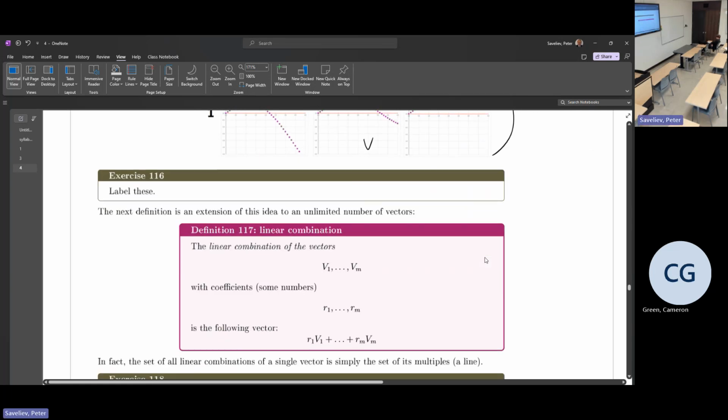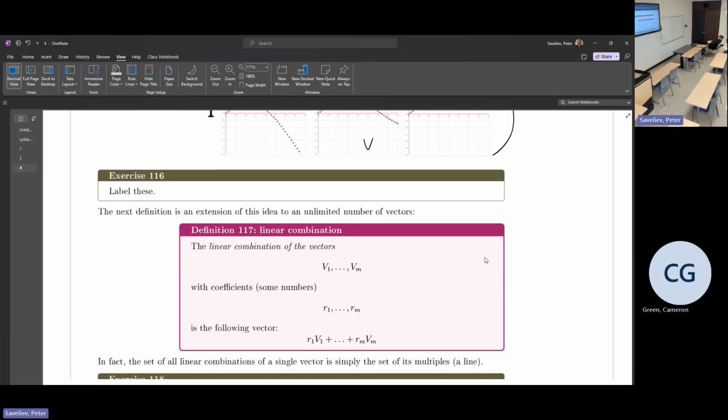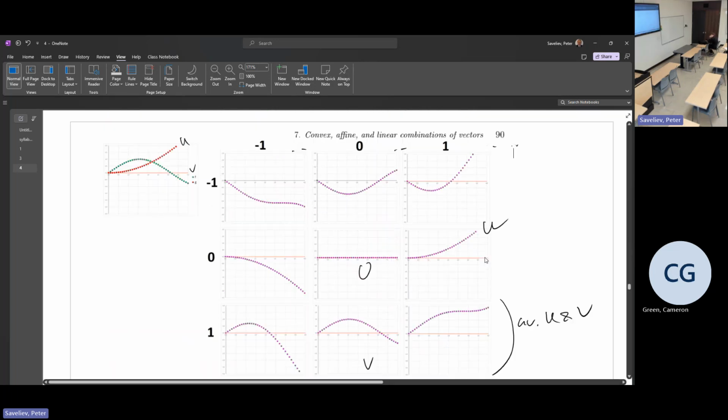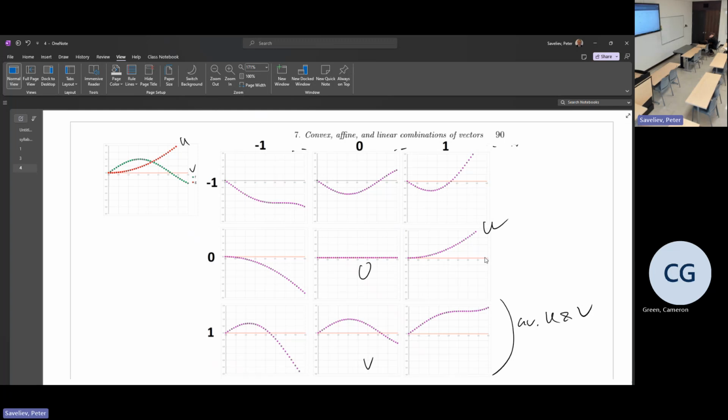Okay, so now that's the crucial step, and the more challenging is linear combinations of multiple vectors. When you have 2, you have a table of graphs. When you have 3, what do you get? 3 weights. So what does it look like?